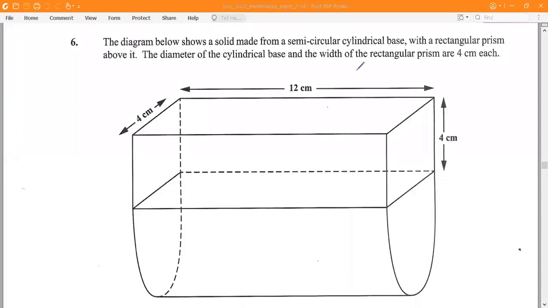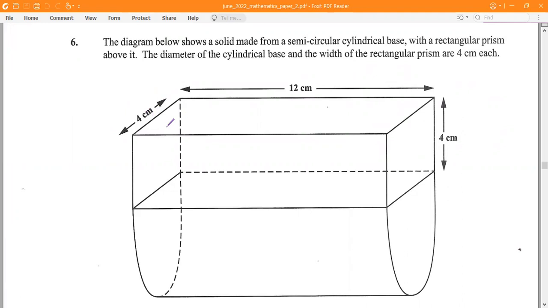Good day, everyone. We are working out number 6 of CSEC Mathematics, paper 2, June 2022. This is the measurement question. We have a semicircular cylindrical base for the solid with a rectangular prism above it. This is a solid object. It is not a container.